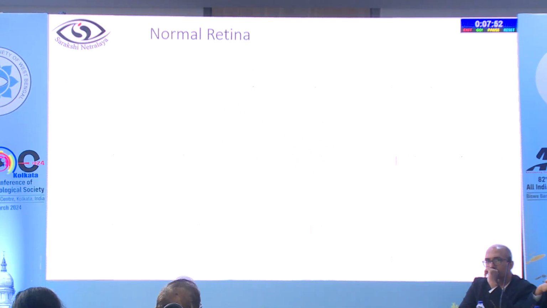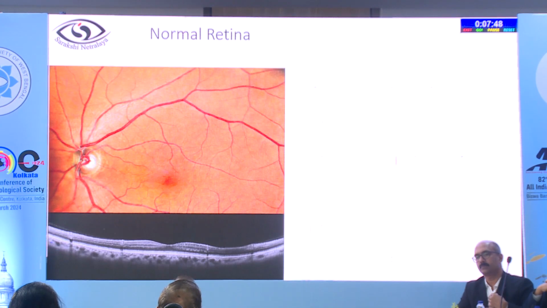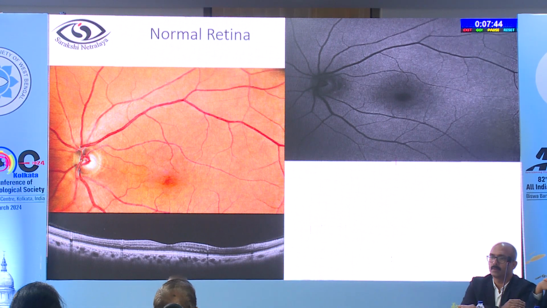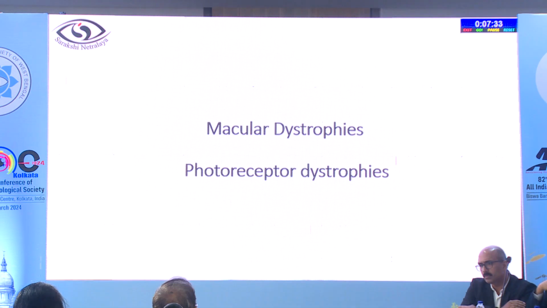So let's first see how the normal retina looks on retro mode. This is the color photo, the OCT, and the corresponding FAF photo of the normal retina. On the retro mode, we only see the ribbon-like choroidal blood vessels, which is normally seen on the retro mode in a normal retina. Now coming to the various diseases.